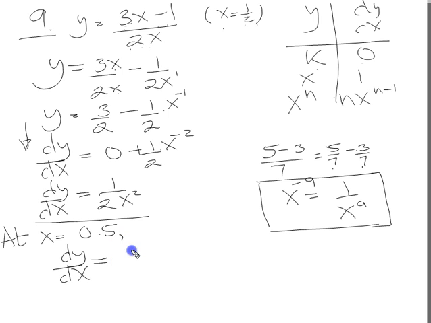So dy/dx then is 1 over 2 times x squared. And now I'm going to overwrite the input of x with what it's equal to, 0.5. There we are. So it's 2 times 0.5 squared, which works out to be 0.5. 1 over 0.5 is 2. There's the answer. Job done. Let's move on to 10.